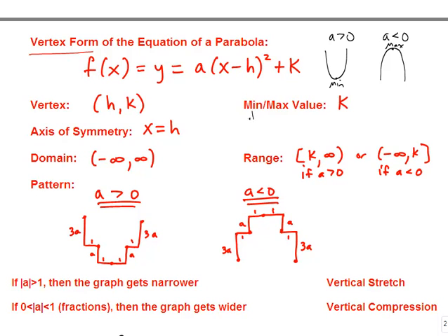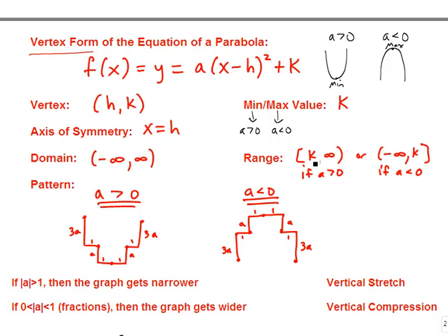So if we have a min, that's going to be when the coefficient out here, this a, is positive, and we're going to have a max when a is negative. Regardless of which case it is, that k value of your vertex, the number on the end here, is going to be that min or that max value. The domain of every parabola is always all real numbers. The range will change. If we have some vertical shifts, that's going to affect our range.